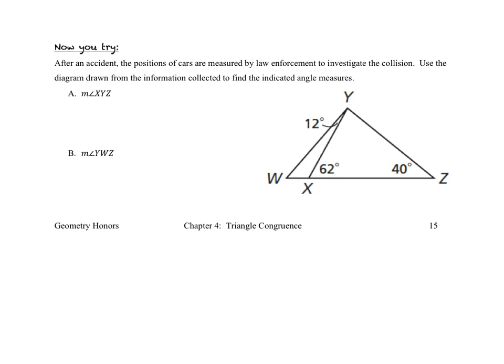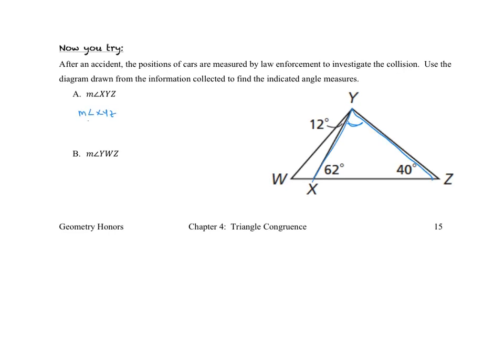Alright, I want you guys to try the now you try area. Pause the video while you do that and then hit play when you're ready to see how to do this work. Okay, in order to find the measure of angle XYZ, we have to add what we have so far in that triangle, which is 62 and 40, and that gets us 102. And then we would subtract that from 180 to get the missing angle measure, and that's going to be 78 degrees.